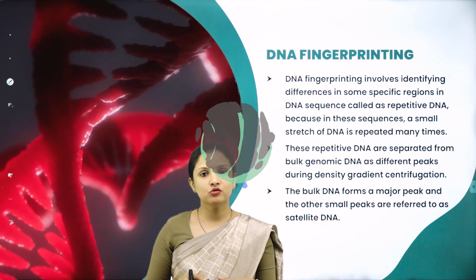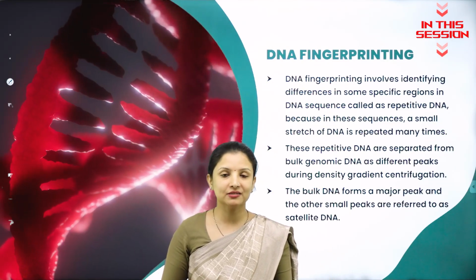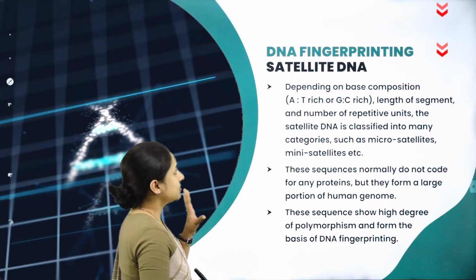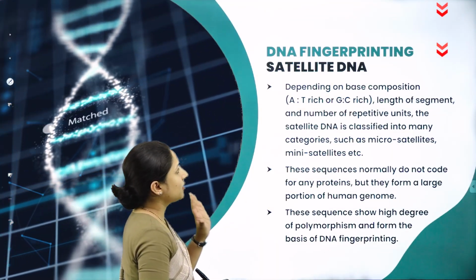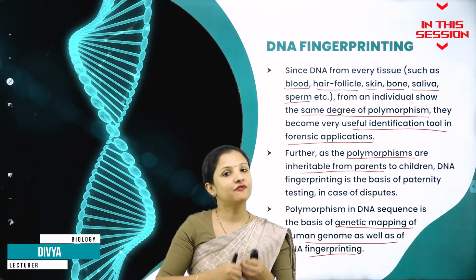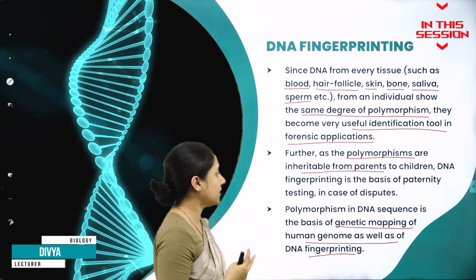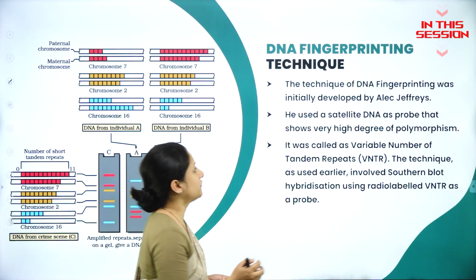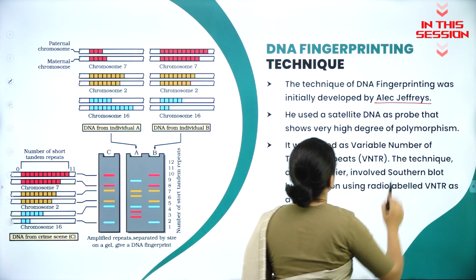The entire human genome has been sequenced and it is stored in the database of that particular program. So satellite DNA, depending on base composition, they can just check whether it matches with the computer system file they have. So that is how they find out the criminals. The technique of DNA fingerprinting was first developed by Alec Jeffreys.